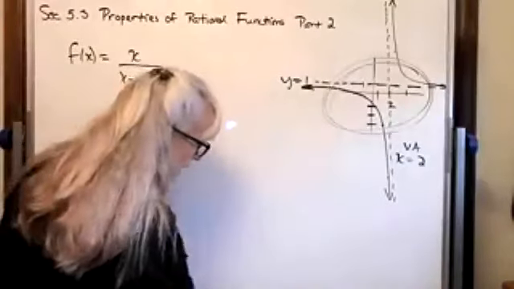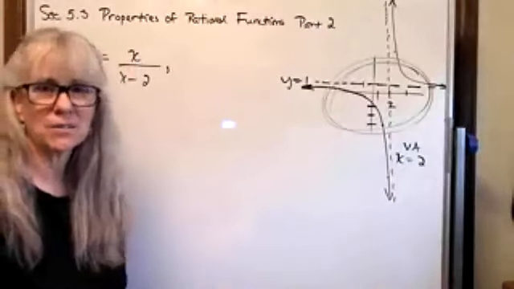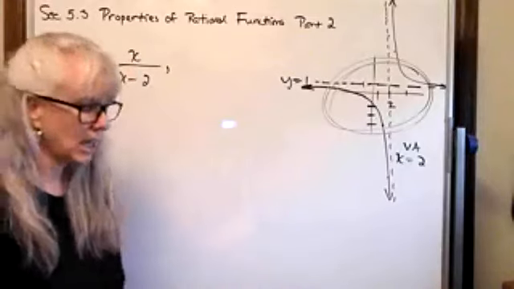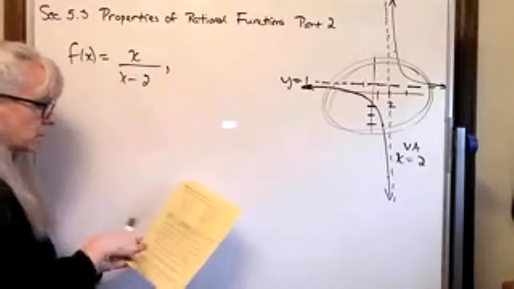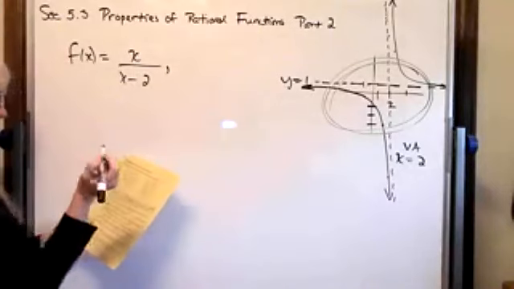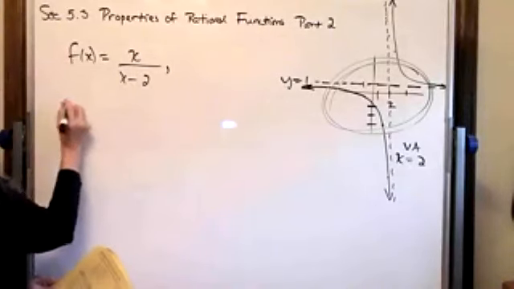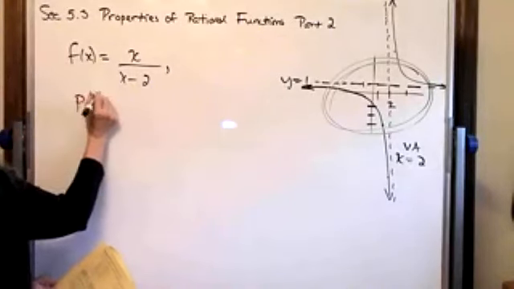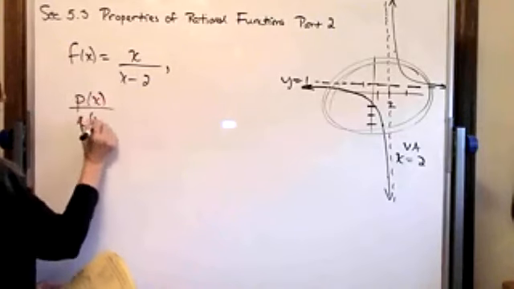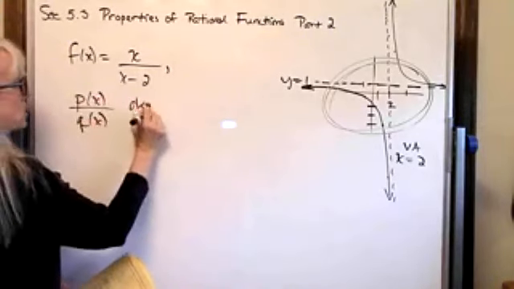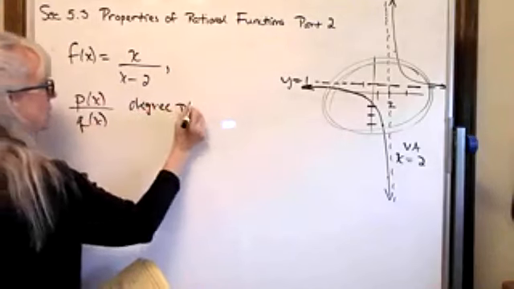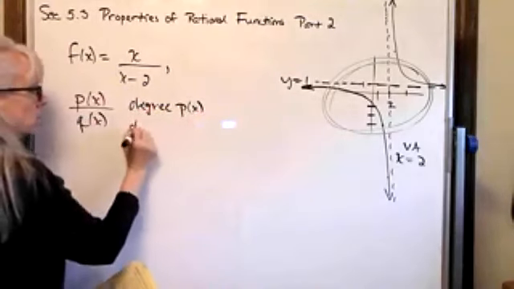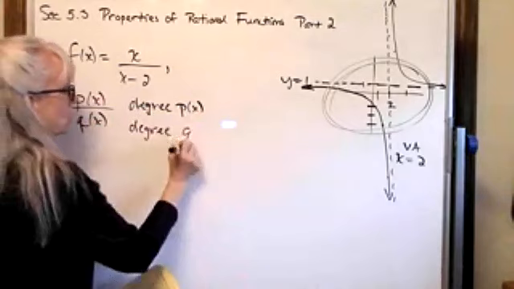Well, luckily for us, in our college algebra class, we can do a shortcut method and look at cases. This is in the box on your page. To determine the horizontal asymptote, we're going to look at the degree of the numerator. Remember, we're looking at P of x over Q of x. So we want to know what the degree of P of x is, and we're going to compare it to the degree of the denominator, which is Q of x.